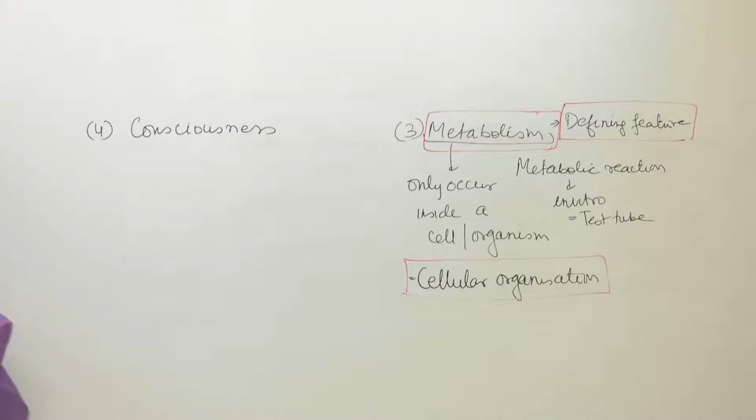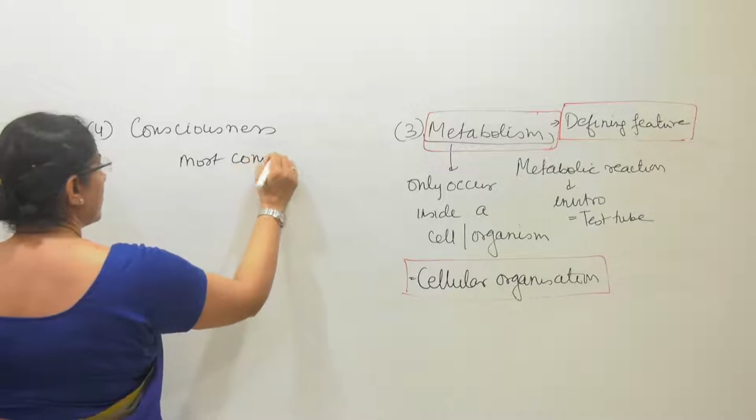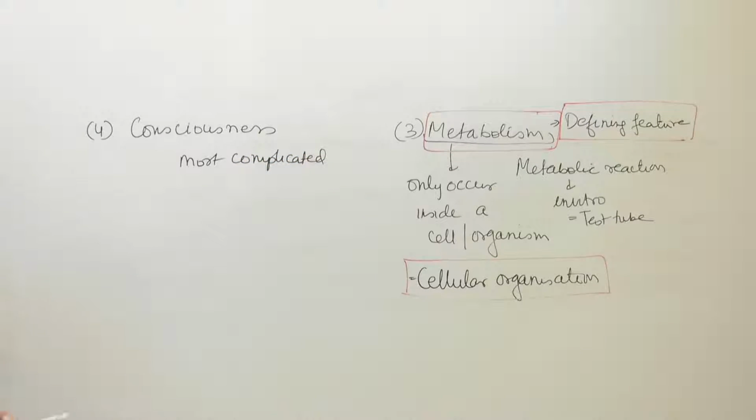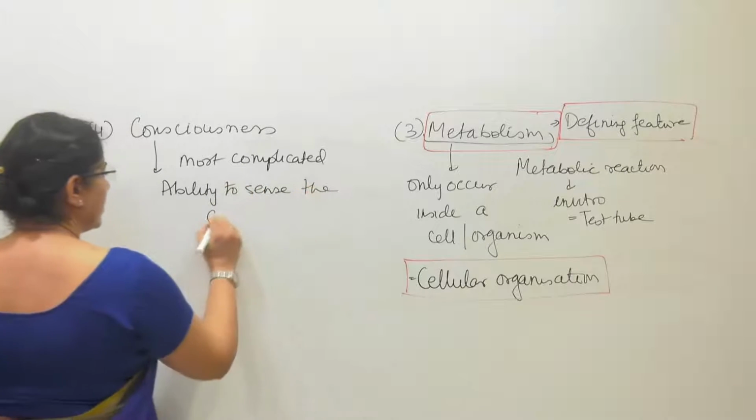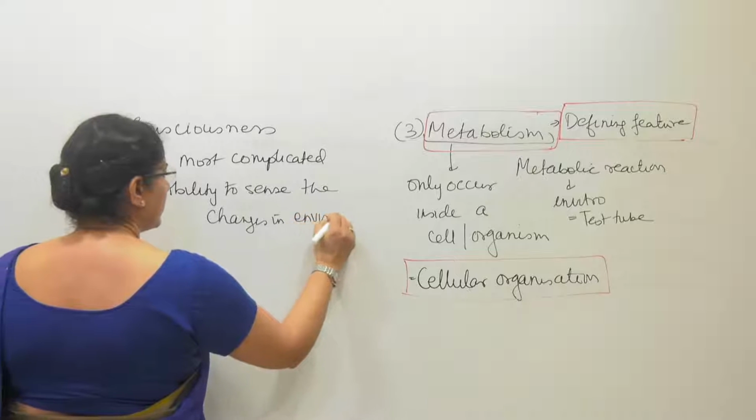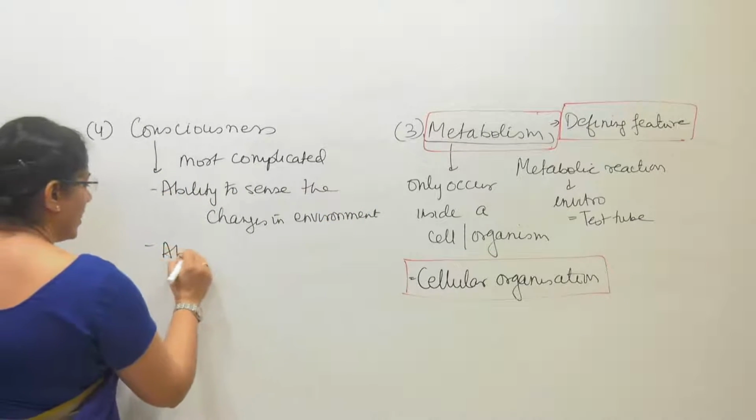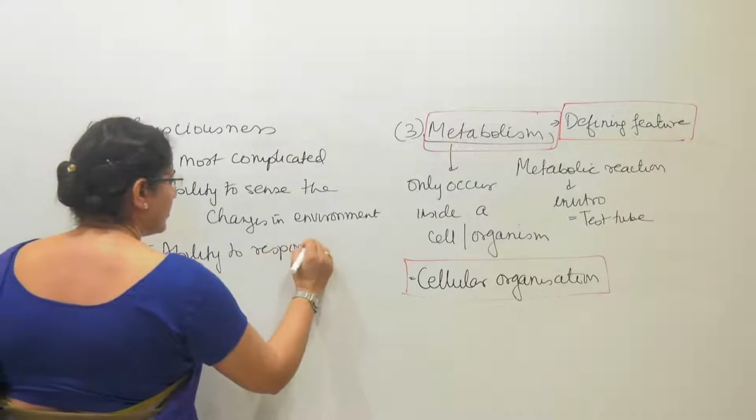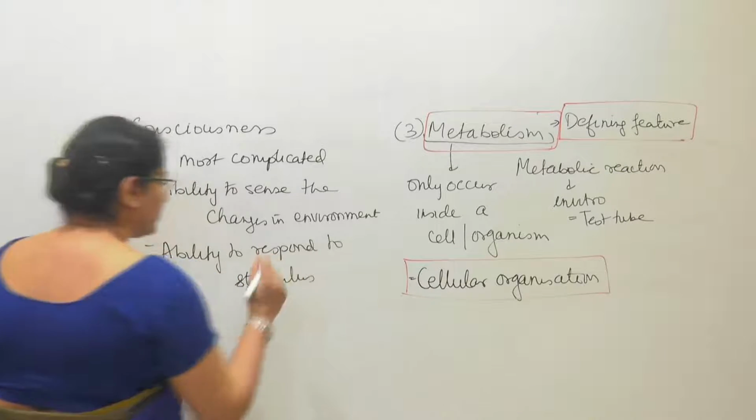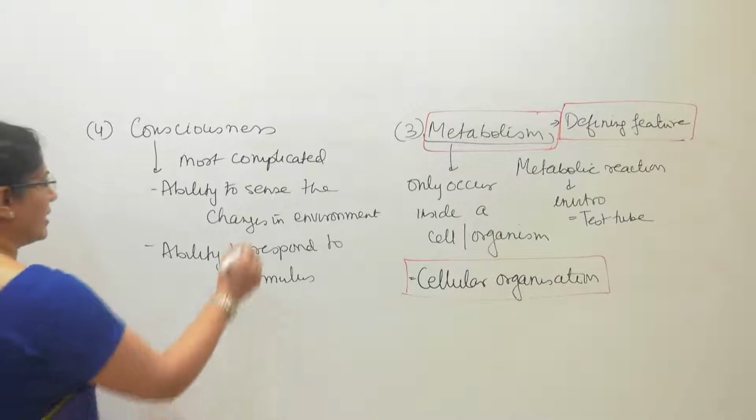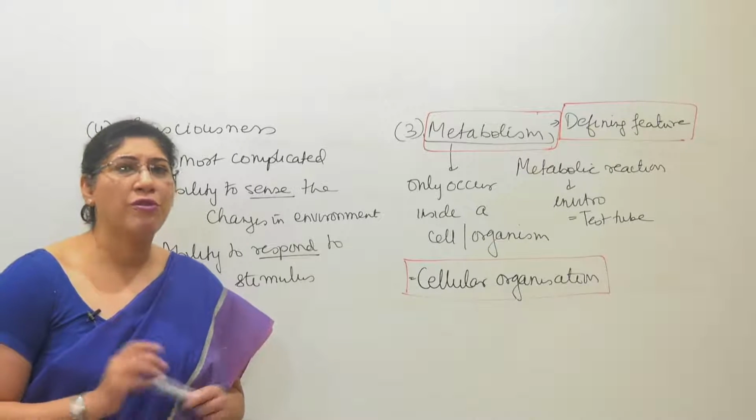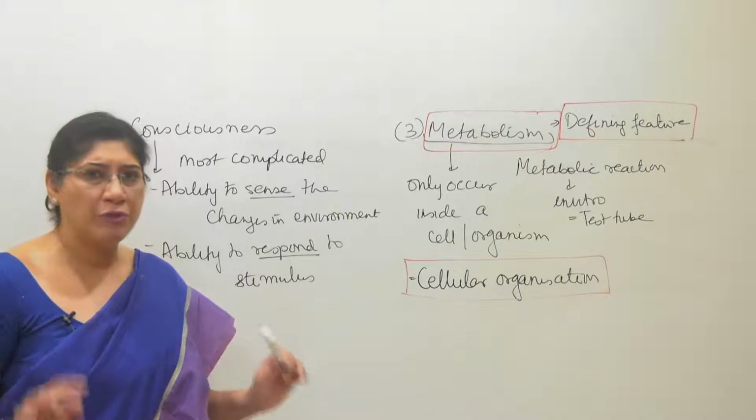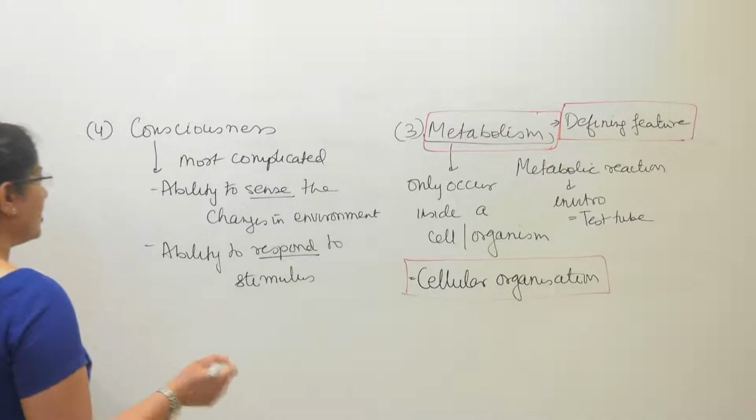This is considered to be the most confusing and most complicated defining feature. It is basically the ability to sense the changes in environment, or the ability to respond to stimulus. It is primarily this ability to sense the changes and respond to changes which all living organisms are able to do. Whether that response is slow or fast is different, but all living organisms, whether unicellulars or multicellulars, are able to sense the change and respond.